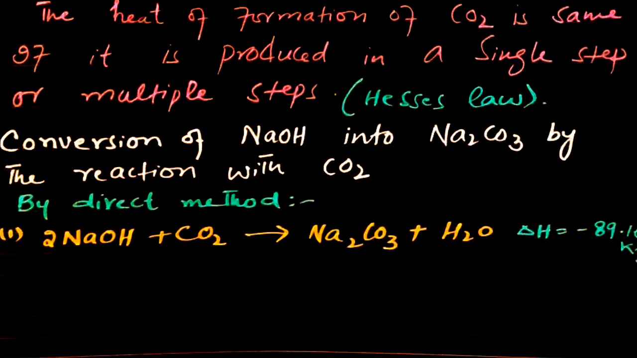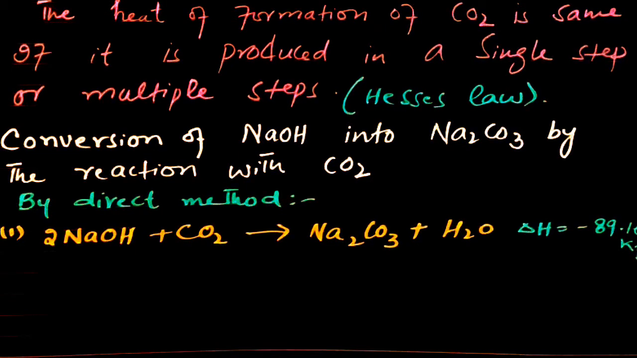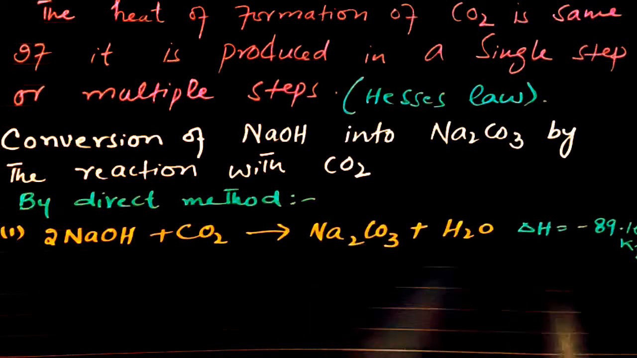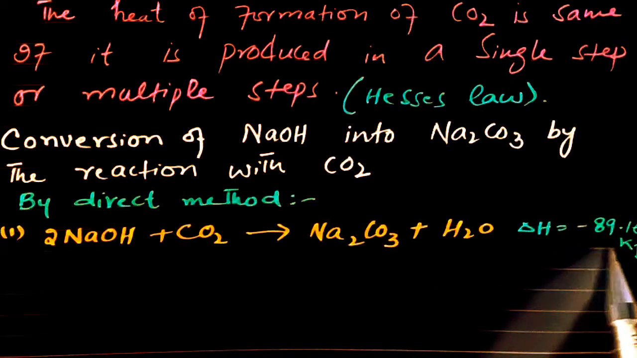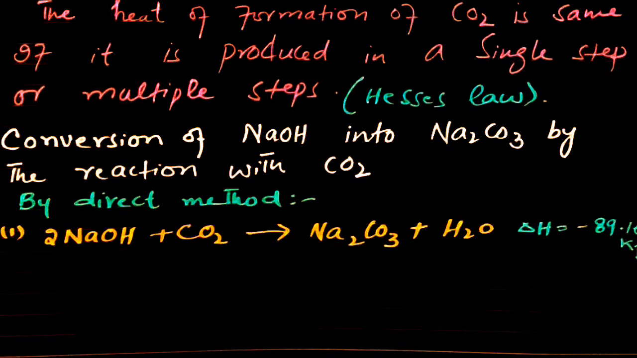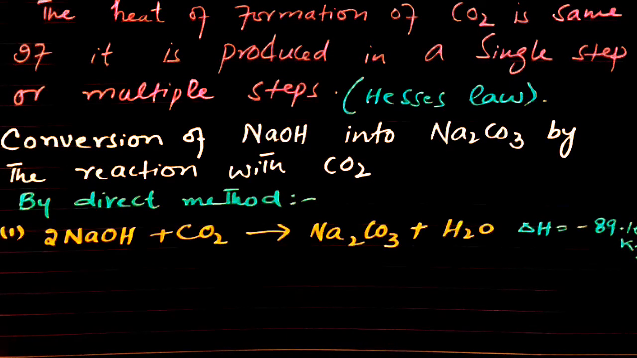In the direct method, sodium hydroxide will react with carbon dioxide and form sodium carbonate plus water. In this case, minus 89.16 kilojoules of energy is released. This amount of heat is released in the formation of sodium carbonate. Now you will see that indirectly the reaction occurs in different steps.